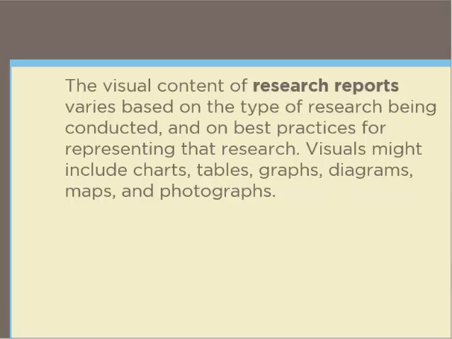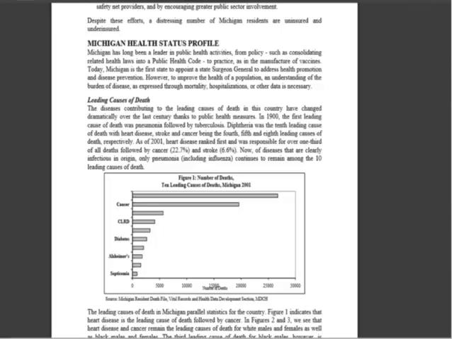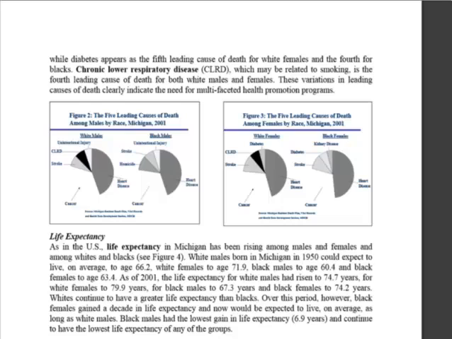So let's look at an example research report. This is the Michigan Surgeon General's Health Status Report for the state of Michigan 2010. One of the graphics included in this research report is a bar chart documenting the top 10 leading causes of death in Michigan in 2001. Pie charts appear on the next page, breaking down those numbers by gender and race. And there are many other graphics included in this report on research.